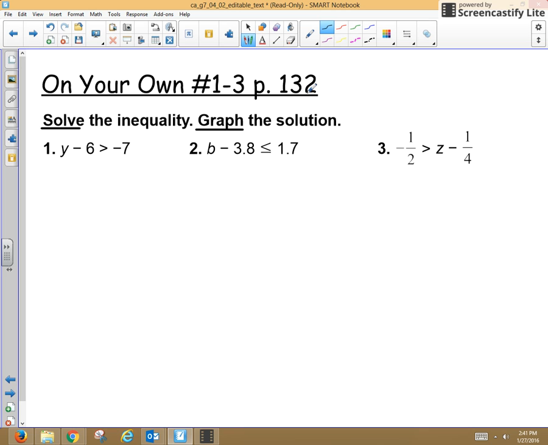Okay, let's try on your own. Numbers 1 through 3 on page 132. I want you to solve the inequality by using the inverse operations. And then I want you to graph the solution on a number line. Pause the video to complete these 3 problems.